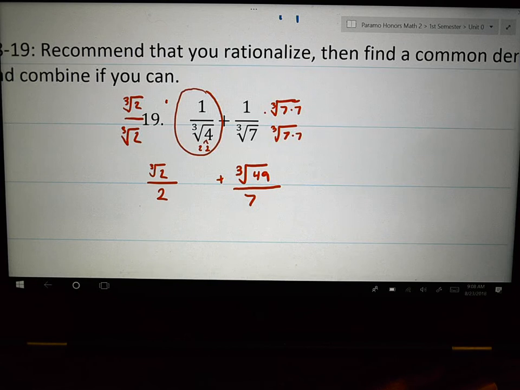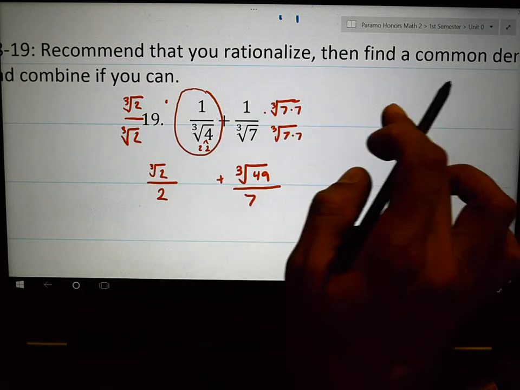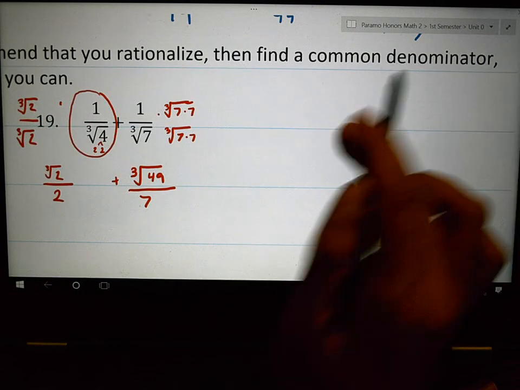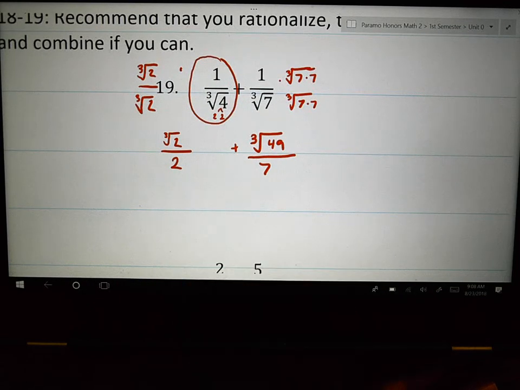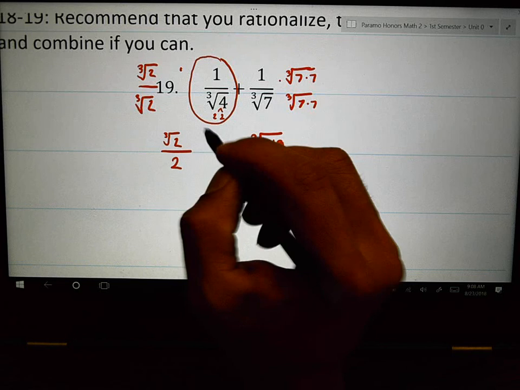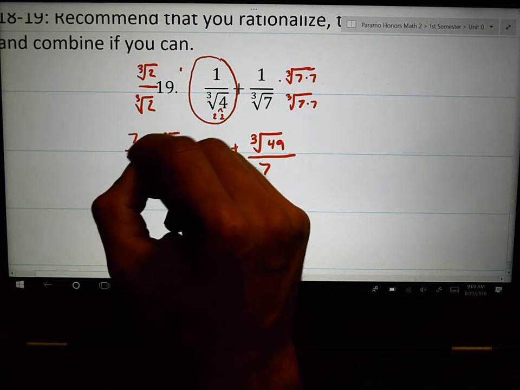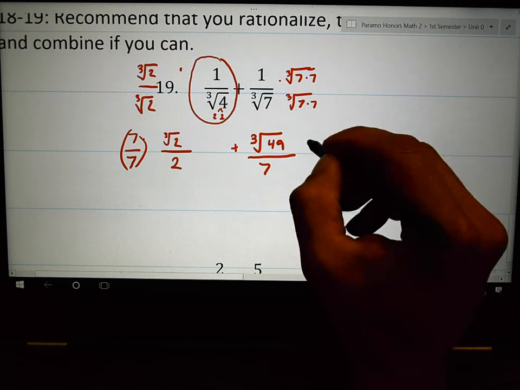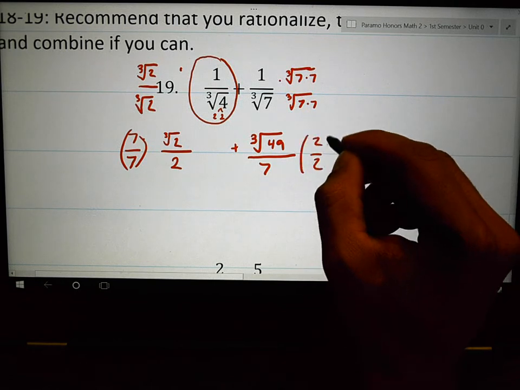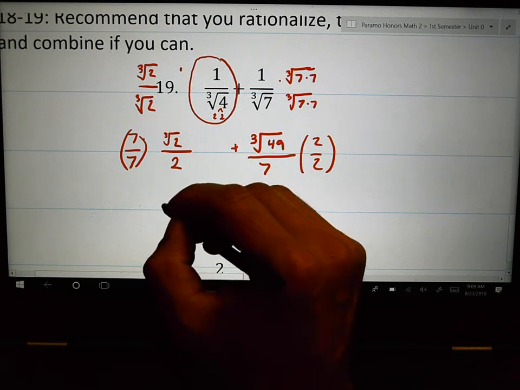So I've rationalized first, then I recommend finding a common denominator. Still can't add these. They don't have a common denominator. But now because the denominator is a 2 and a 7, I think it becomes a little bit easier. The common denominator is 14. We cannot clear fractions. We don't have an equal sign. So now what I do is I multiply this by 7 over 7. I multiply by 1 again. And this side I'm going to multiply by 2 over 2 to get a common denominator of 14.